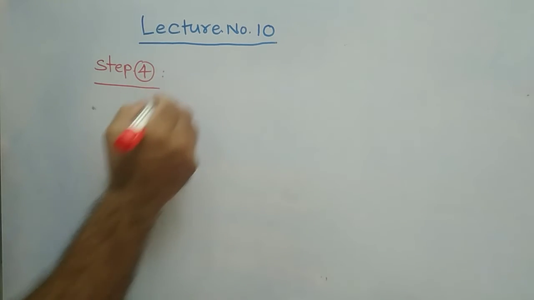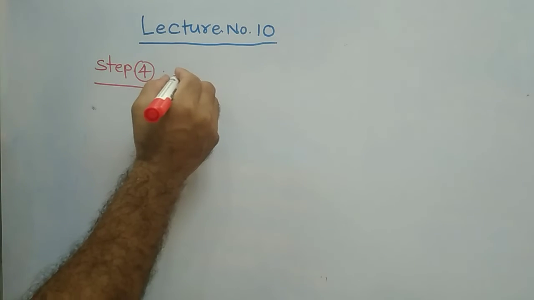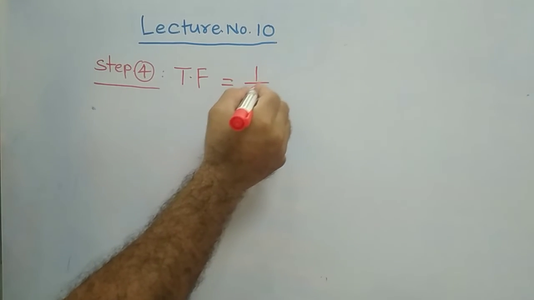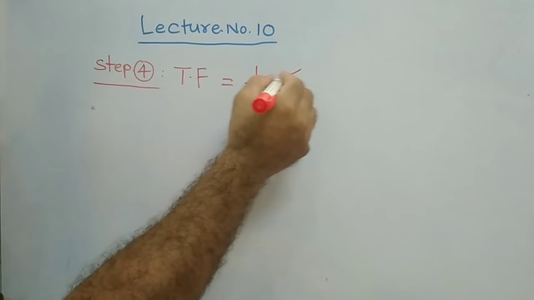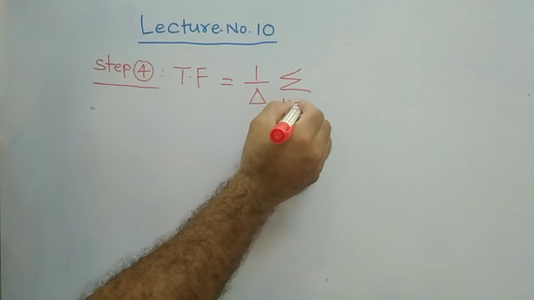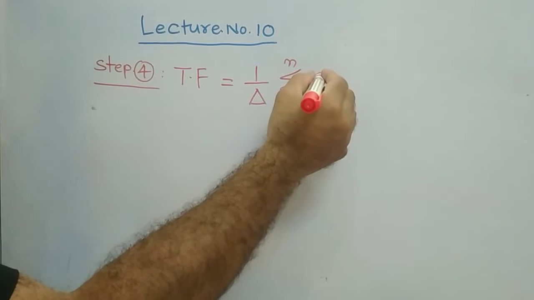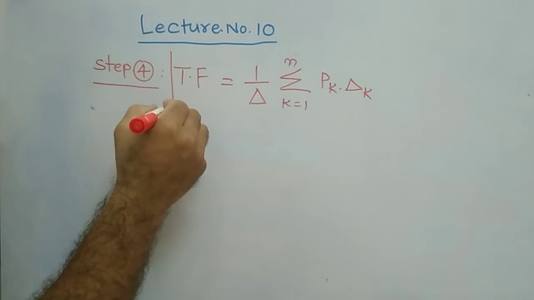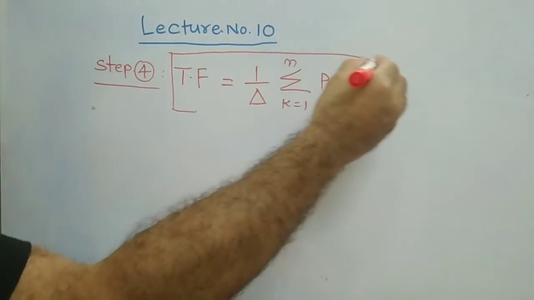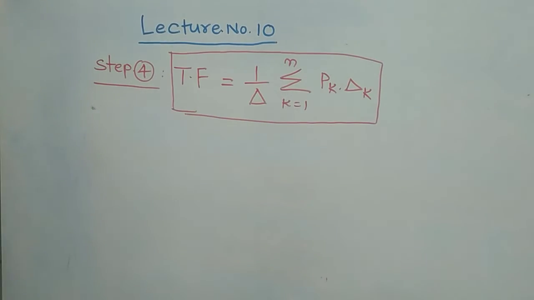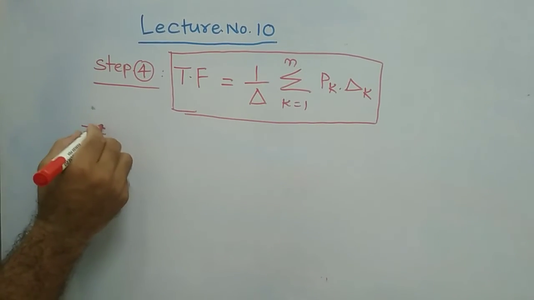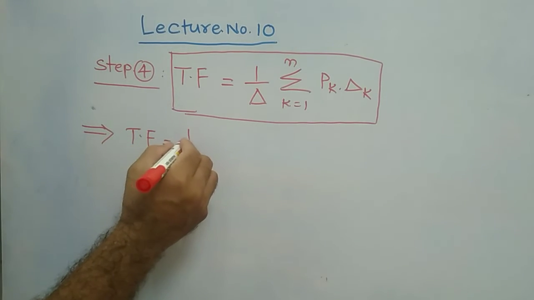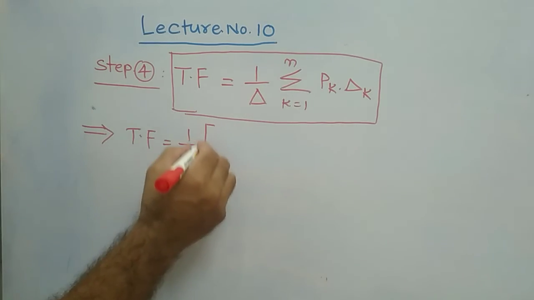As per Mason's gain formula, we have seen that the transfer function is equal to 1 by delta, sigma, sum k is equal to 1 to n, P suffix k and then delta suffix k. This is your formula. This implies if you expand this, transfer function is equal to 1 by delta.